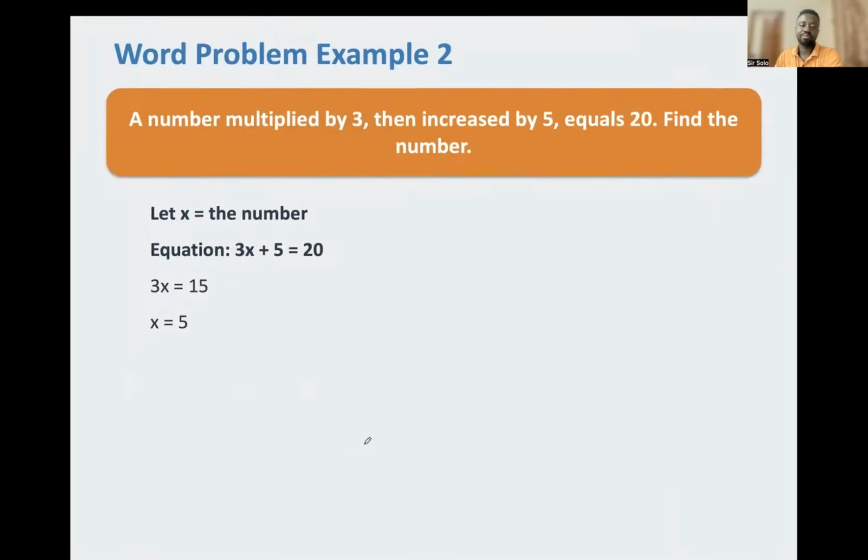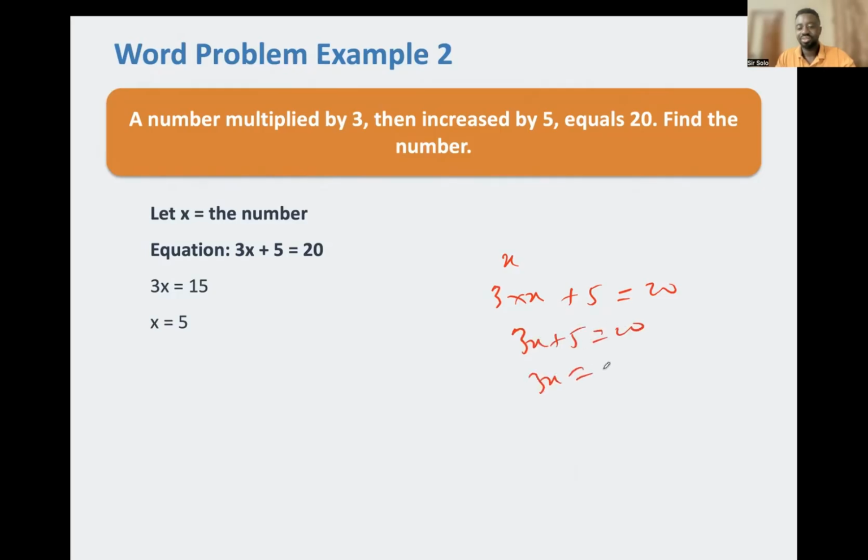Another one: a number multiplied by 3, then increased by 5, equals 20. The number is multiplied by 3, then increased by 5, and we get 20. The number is x, multiplied by 3, so 3 times x. Then we increase it by 5. Increase means plus. It is equal to 20. Then 3x plus 5 is equal to 20.